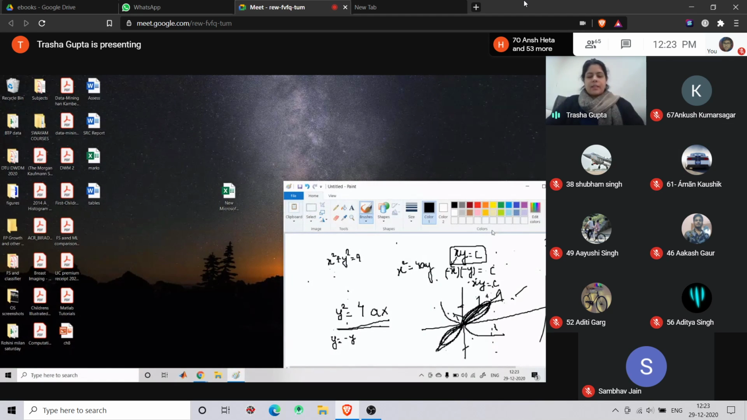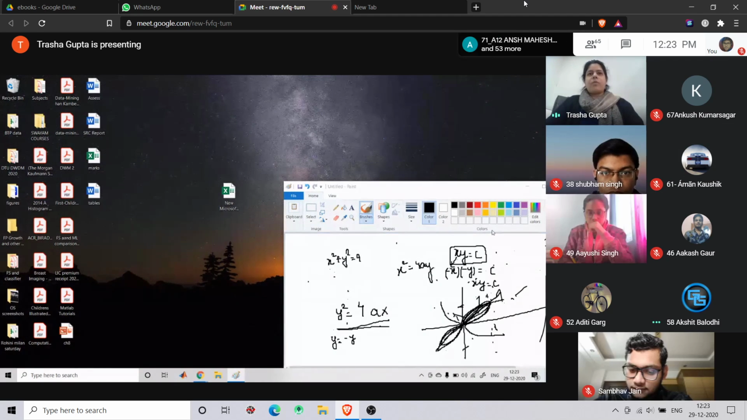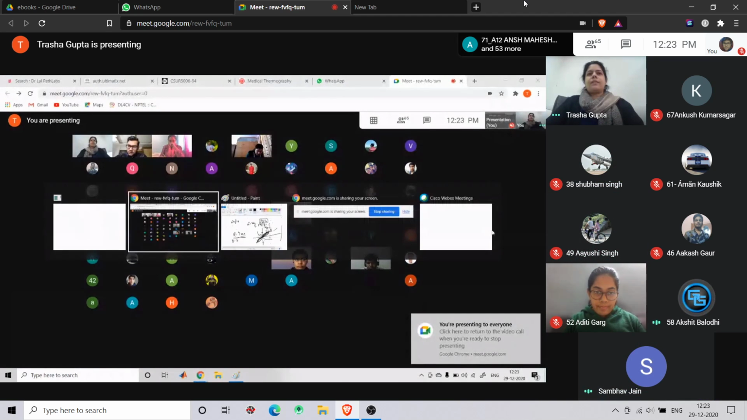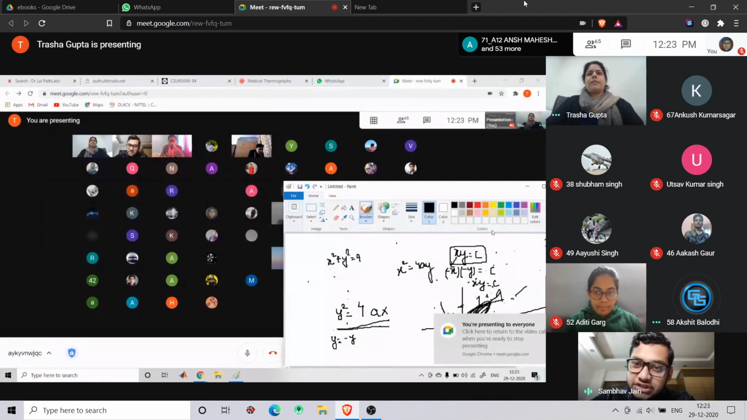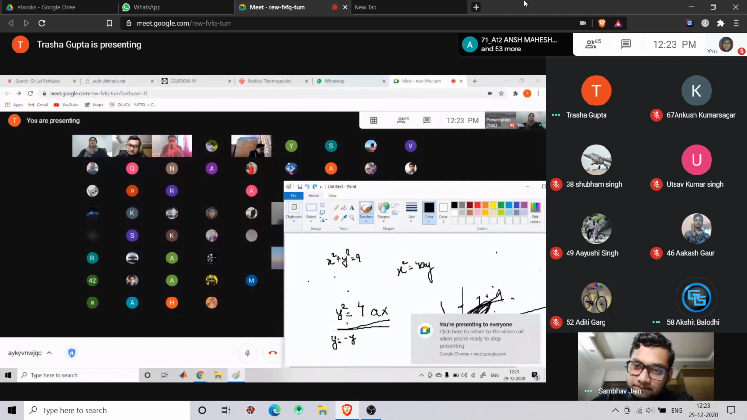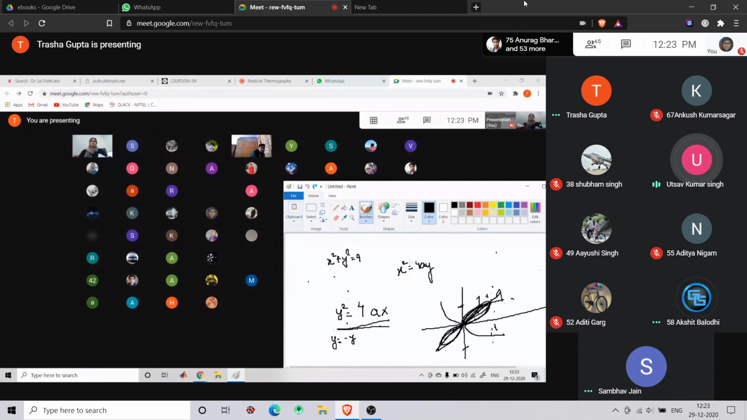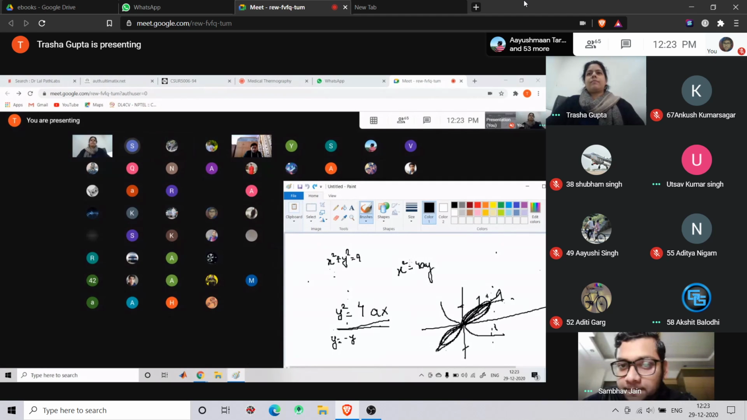How to check whether the curve is symmetric about y is equal to x? Ma'am, if you interchange x and y, then the equation remains same. Yes, the equation remains same if we interchange x and y.